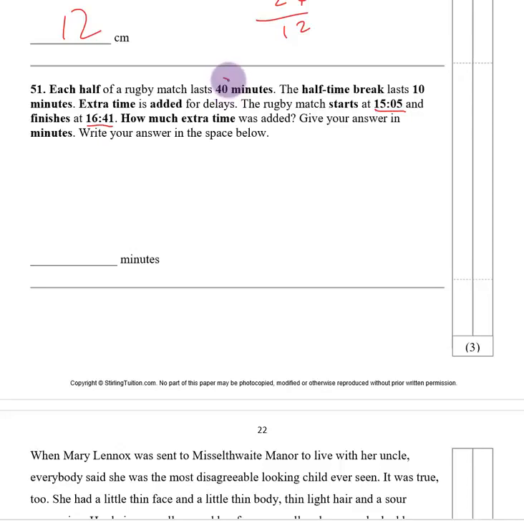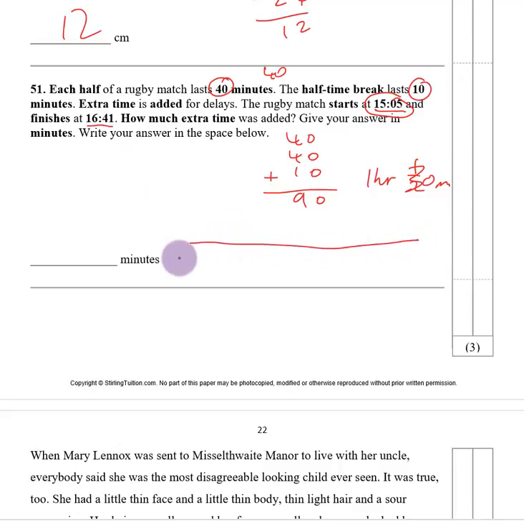Okay, so we've got one half lasts 40 minutes. We've got a half-time break that lasts 10 minutes, and the other half will obviously last 40 minutes as well. So we'll add together how long in theory it should take without any injury time. So add all these together and it gives us 90 minutes. Now 90 minutes is the same as an hour and 30 minutes. So I need to add on that to this time here.